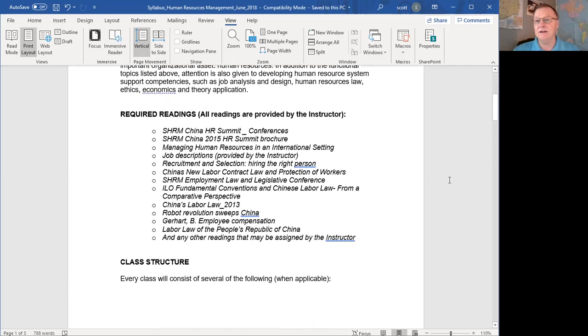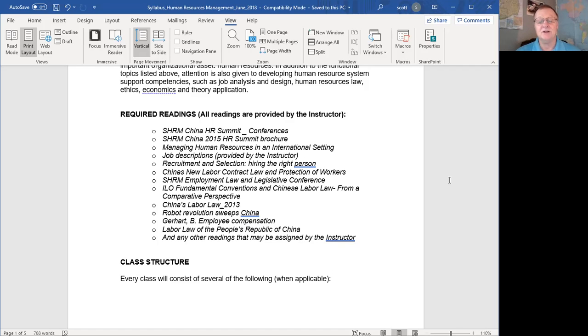So here are the required readings listed here, and I guess we could read through each one. So SHRM, that's the Society of Human Resources Management. And they actually had a conference hosted in China in 2015. And I was going to use this as a reference because the SHRM has annual conferences all over the world. And I will broach this issue with you with the China hosting, and then we'll move on to more current hostings as we progress through the quarter.